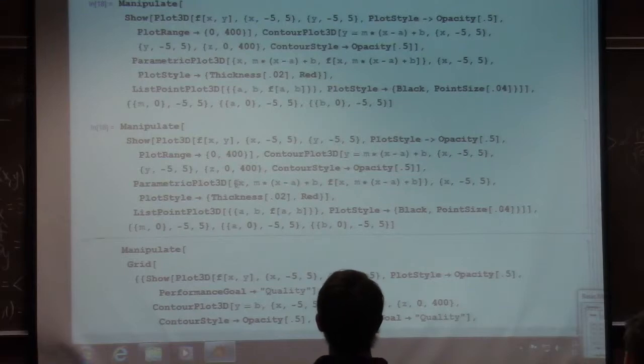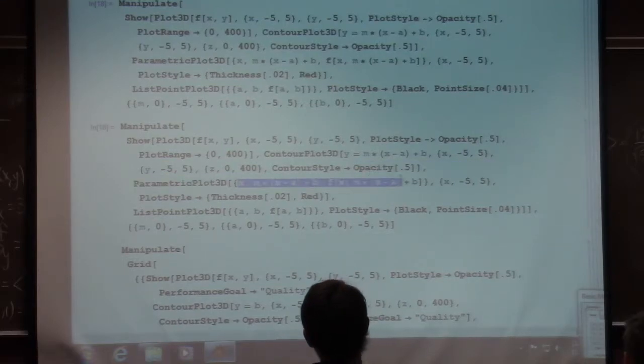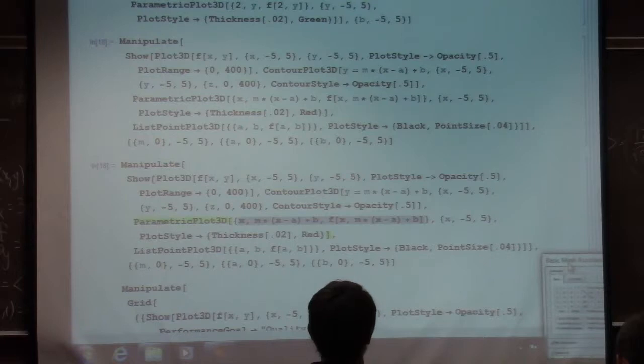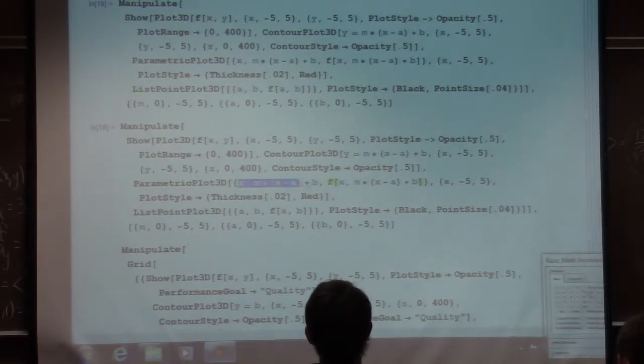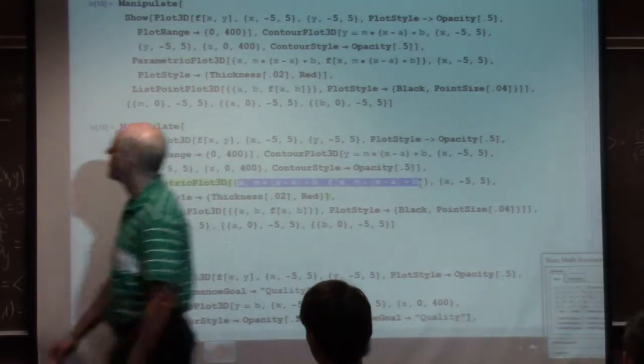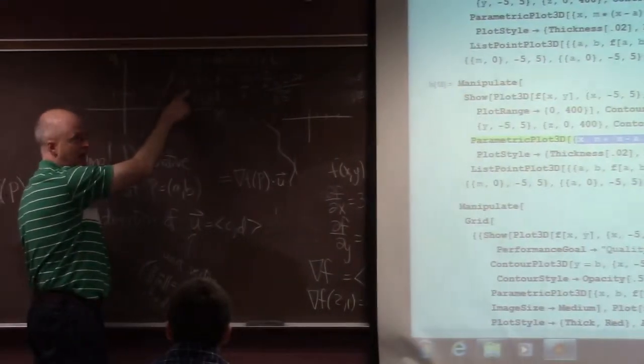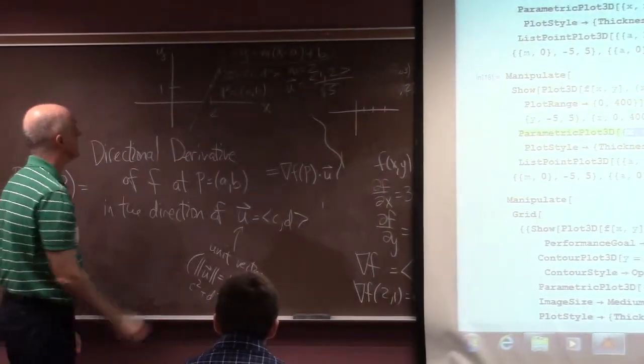With my parametric plot 3D, I can do a different parameterization. What one should I do? How are we doing on time here? About 10 minutes left. Okay, what should I do here instead? I want to use U, really. Come up with a parameterization that uses U.